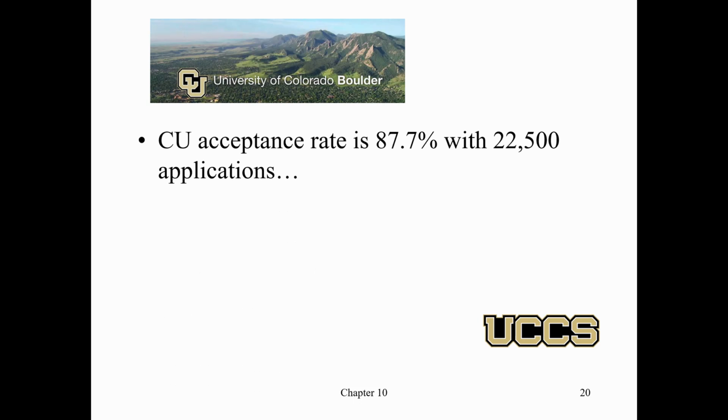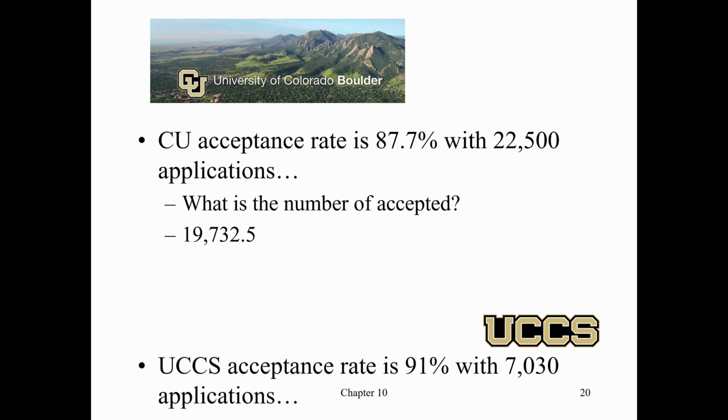Okay, and I got data from a website about the acceptance rates. Acceptance rate for CU is 87.7%, and the sample size was 22,500. So you can easily find the number accepted by taking that percentage, which equals x over 22,500, so you can solve for x. Or you can just enter the proportion into Megastat. All Megastat needs is the proportion and the sample size. But if you did the calculation, x would be 19,732.5. So 19,732.5 divided by 22,500 is the 87.7%.